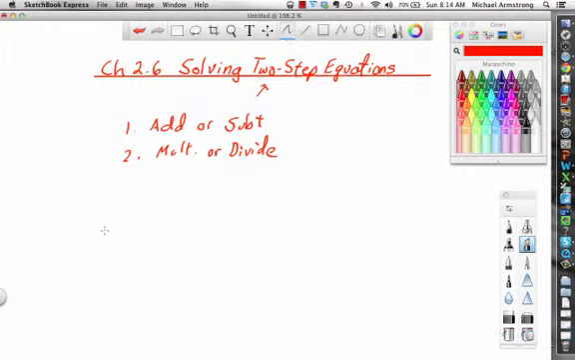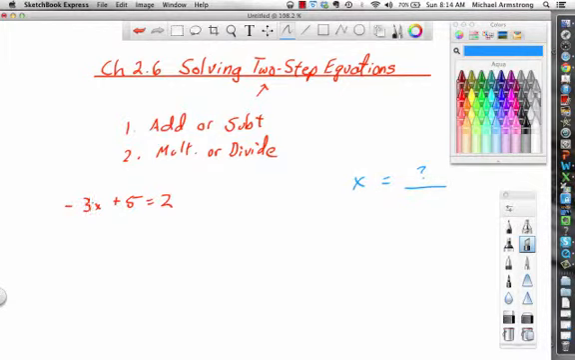And the first example is negative 3x plus 5 equals 2. And you can see that there is a multiplication, 3 times x is multiplication, and then there's an addition problem, it's adding 5. And we're working our way to get down to the x all by itself on one side. We want x to equal something. So x has to be by itself.